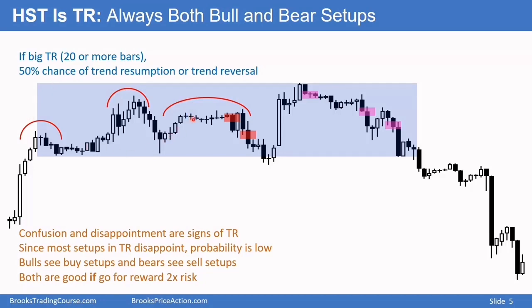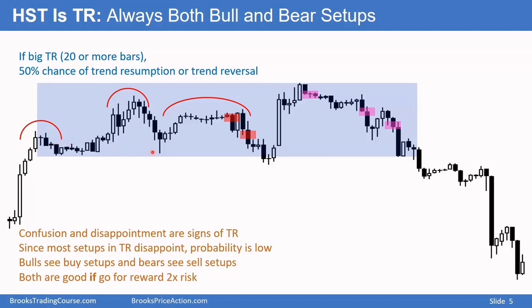Confusion and disappointment, at this point, a hallmark of a trading range. Probably this is a trading range, and most attempts to break to the upside will fail, like here, here, or here, and most attempts to break to the downside will probably fail, like here or here. Traders look to buy low and sell high. Whenever the market's in a trading range, there are always reasonable reasons to buy and reasonable reasons to sell.